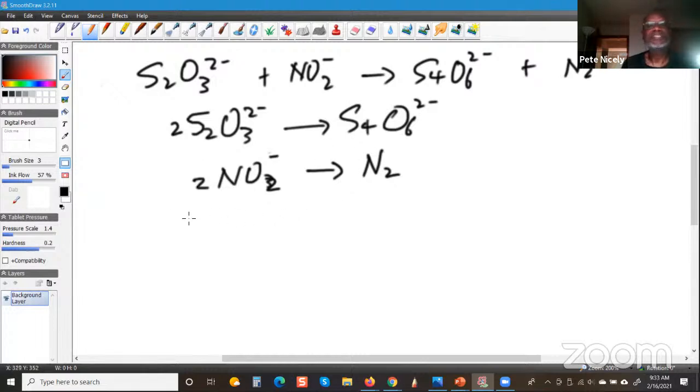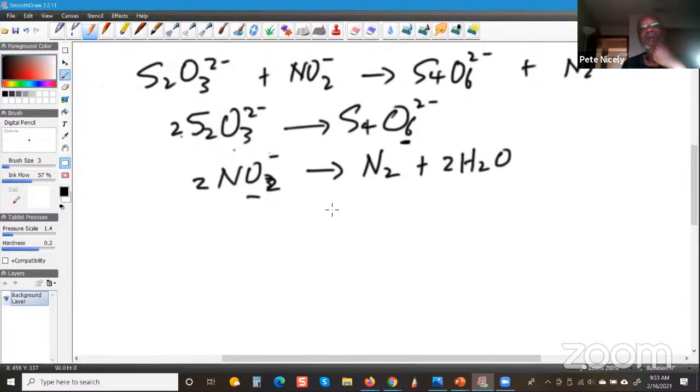Then the next step says that we have to balance the oxygens by adding water to the side that needs it. Now, in the case of the first equation, we don't need to add any water because we already have the oxygens balanced. We have 6 oxygens, 2 times 3, 6 oxygens on the left side, and that balances with the 6 oxygens on the right side. In the case of the second equation, however, we have 2 oxygens here. We have none on this side, so we add 2 water molecules to this side, all right?